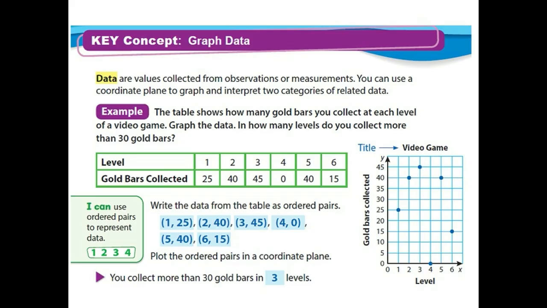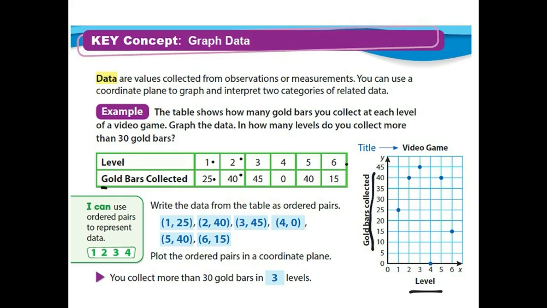Example, the table shows how many gold bars you collect at each level of a video game. Graph the data. In how many levels do you collect more than 30 gold bars? So here's our level down here. Here's the gold bars collected. So the gold bars collected are on the y-axis. So write the data from the table as ordered pairs. So you got 1 and 25, 2 and 40, and so on. So you've graphed the data there, or data. Plot the ordered pairs in a coordinate plane.